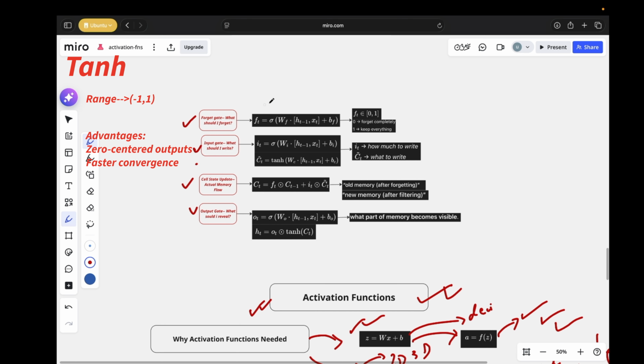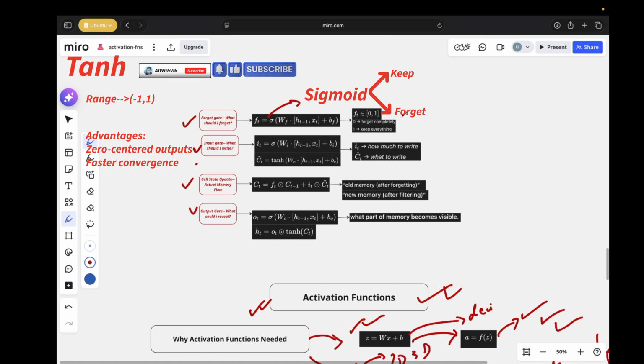Understand that the forget gate is basically the output of a sigmoid function. It tries to either keep everything or forget completely the information. The input gate means how much to write and what to write, and in the cell update memory you can see the tanh here. The tanh lies between -1 to 1. Basically the information will be processed, and how much information needs to be kept is decided here.